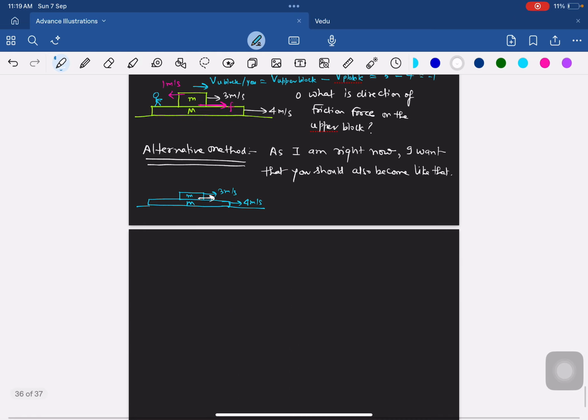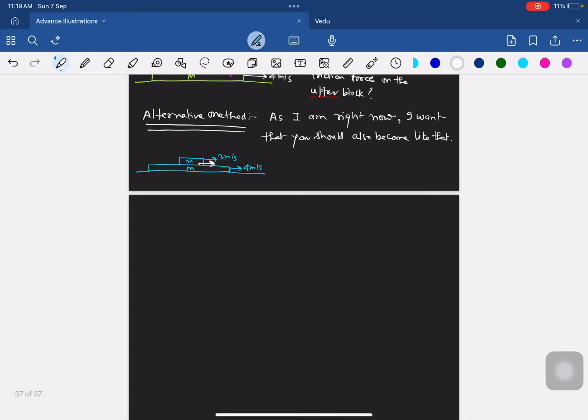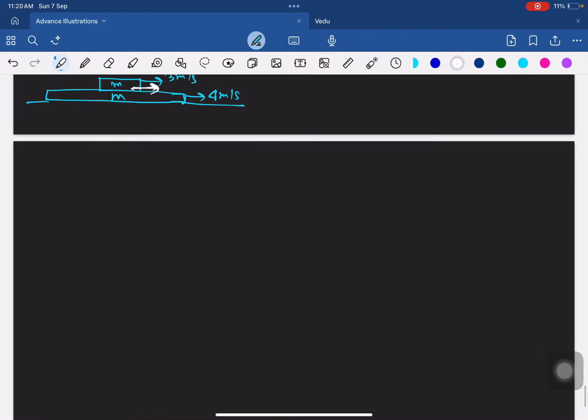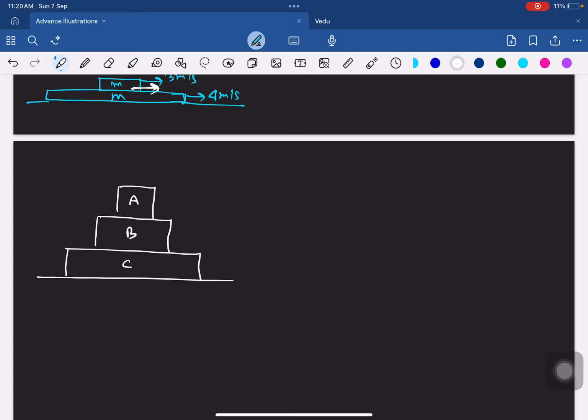Let me take one more example to show you how we find the direction of friction. I'll take multiple blocks for you. Suppose this is block 1, block 2, block 3. Let's say I'm calling this A, this B, and this C. Let's say this is moving with 4 meter per second, this with 2 meter per second, and this with 3 meter per second.